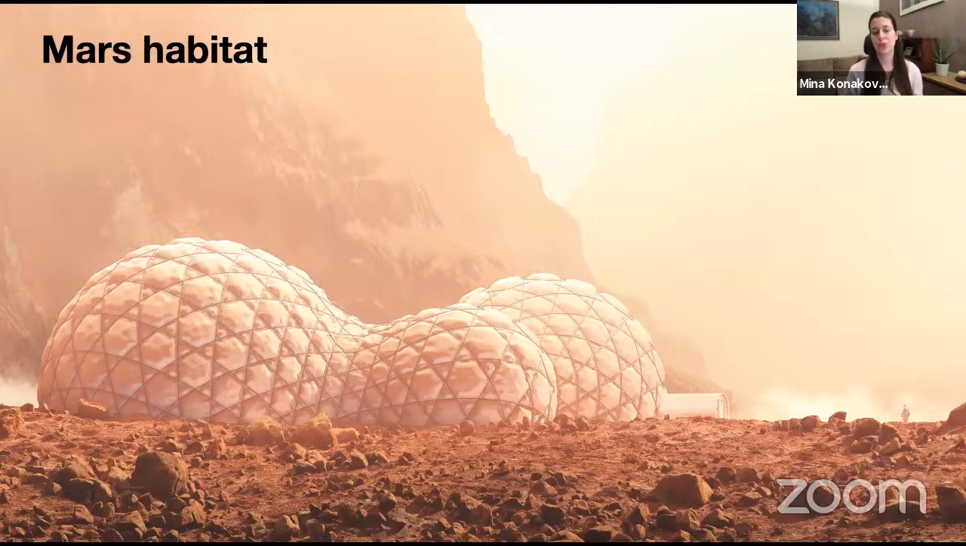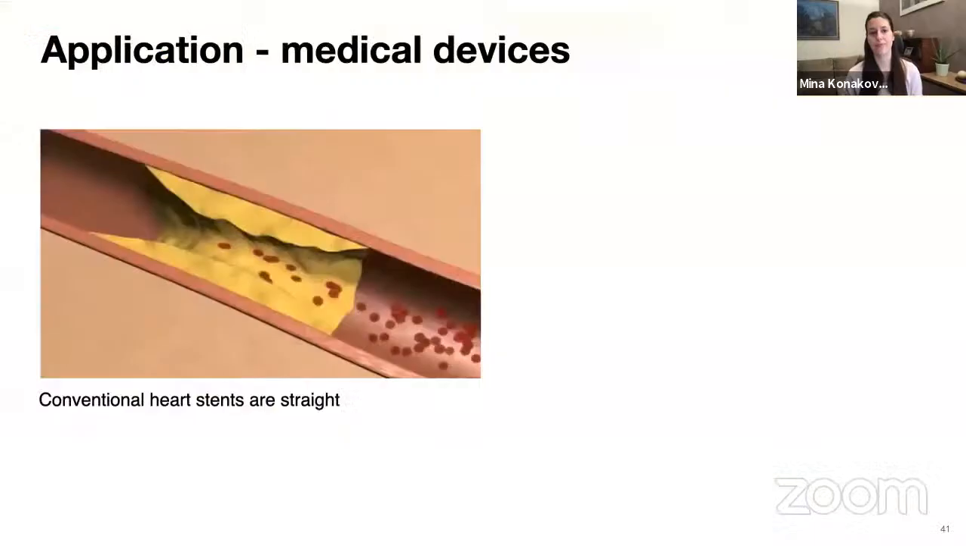And we can also use this technology to make a Mars habitat. Because the Mars pressure is 10 times lower than the pressure on Earth, the habitat needs to be pressurized anyway. And we can conveniently pack the flat sheet of our material in a box, ship it to Mars, and simply inflate it on site without any additional construction material or scaffolds.